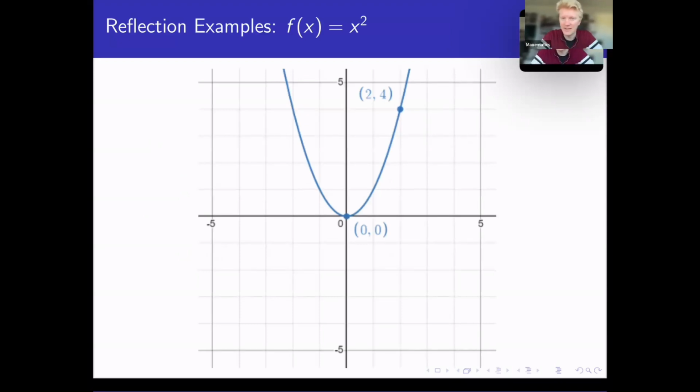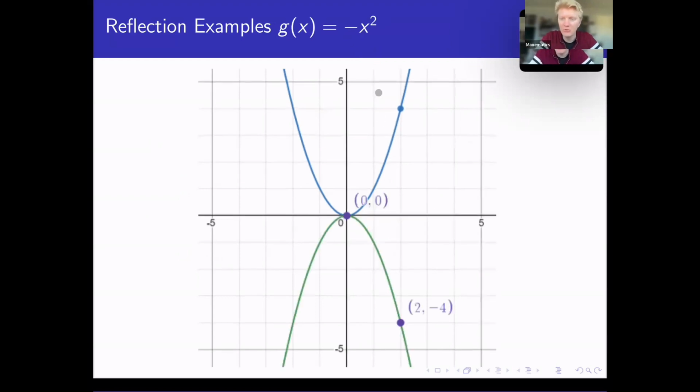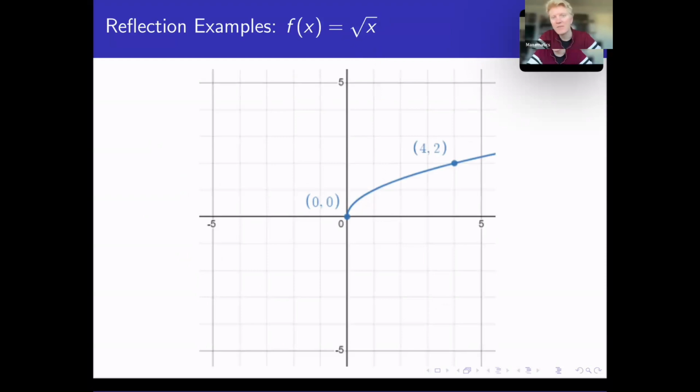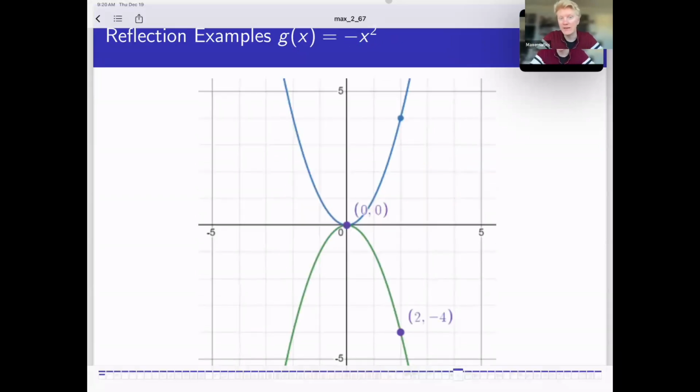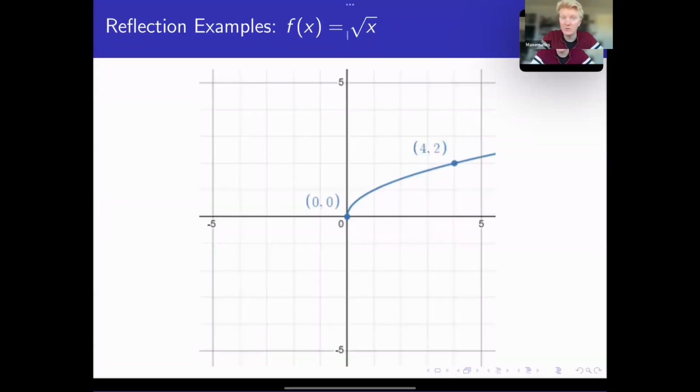Here's f of x equals x squared. But if I want negative x squared, negative on the outside, we're going to take all the y values and multiply them by -1. Well, (0, 0) won't change, but (2, 4) will become (2, -4). Okay, square root of x. Well, what if I want square root of negative x, specifically with this negative on the inside? Well, if that negative is on the inside, we're negating the x values, right? Negative on the outside here, negate the y values. Negative on the inside, negate the x values. So what we're going to do is make all the x values negative.